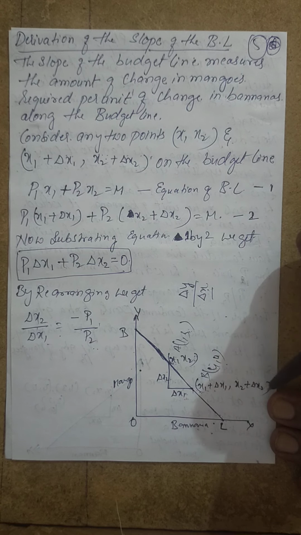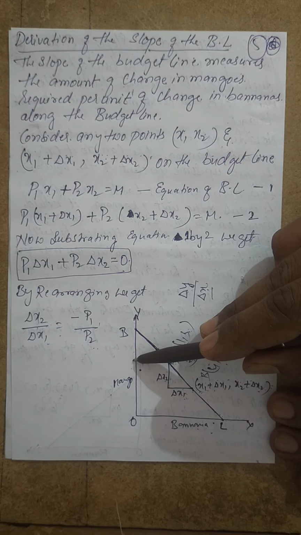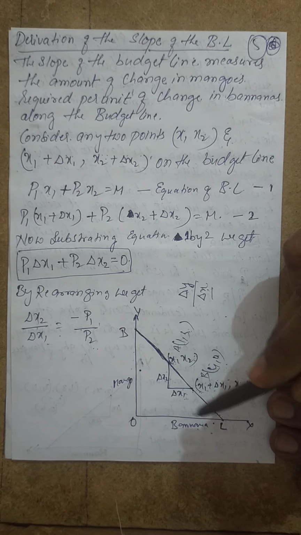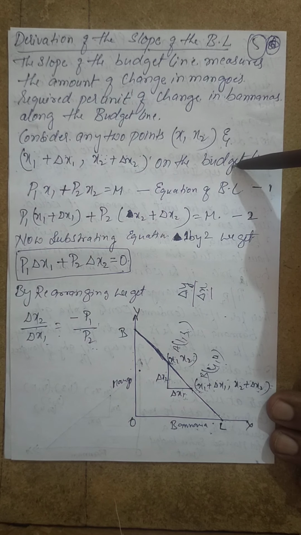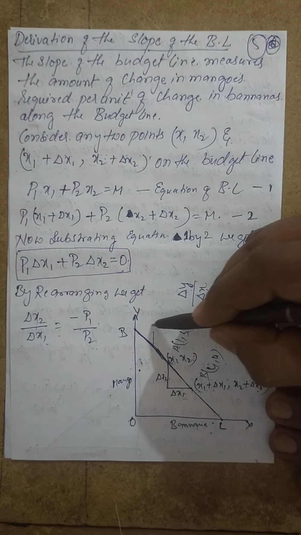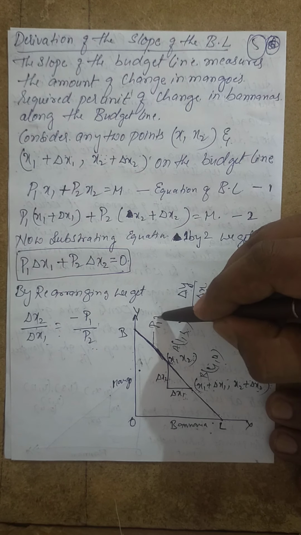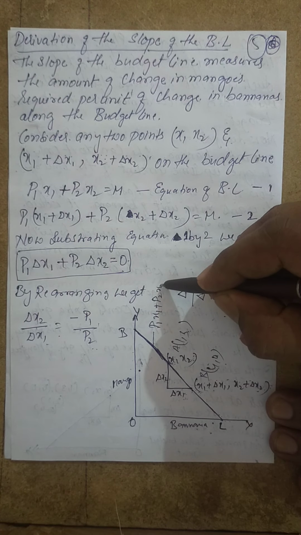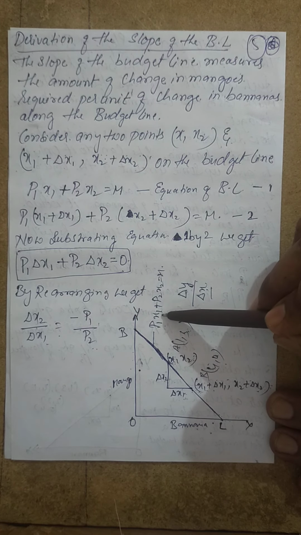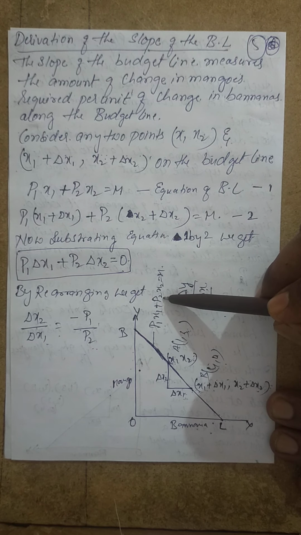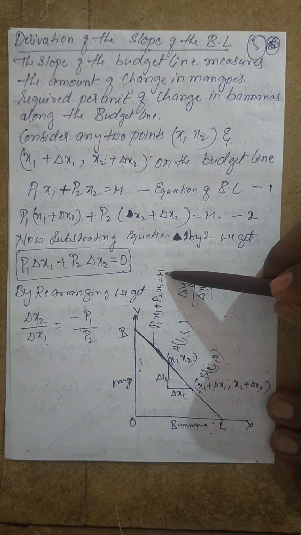So that change we have written here, x1 plus delta x1, x2 plus delta x2. Both are with respect to the banana and mango. What change takes place in mango with respect to the per unit change in banana, okay. So now from this equation, we have the budget line equation also. What is that budget line equation? P1 x1 plus P2 x2 is equal to m, which means price of first good, which is x1, plus price of second good, which is x2, is equal to m. M is what? Income earned by the consumer, isn't it?